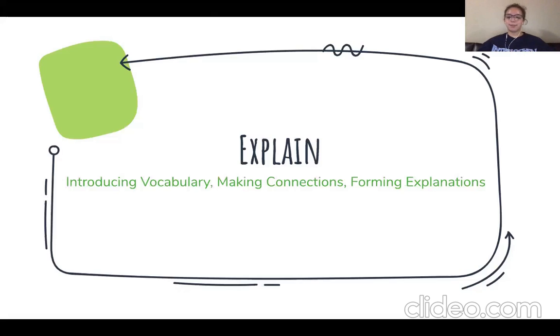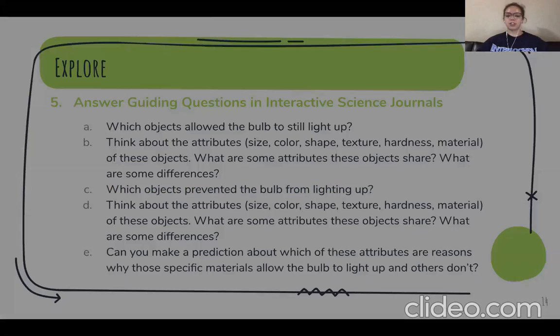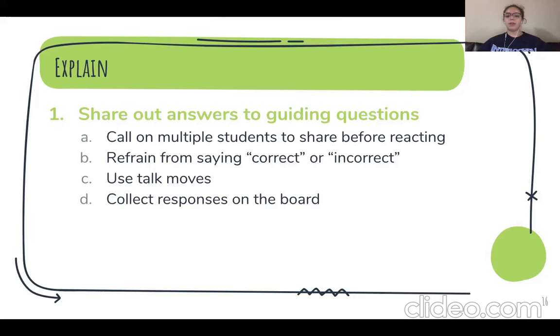So now we're going to move on to the explain section, where you introduce the vocabulary, make connections, and allow the students to form their own explanations for the phenomena. So the first thing that you do as part of the explain is sharing out the students' answers. The students would be sharing out their answers to the guiding questions. So those questions that we just did in the interactive science journals, now we go through each question and the students can share their ideas and their thinking.